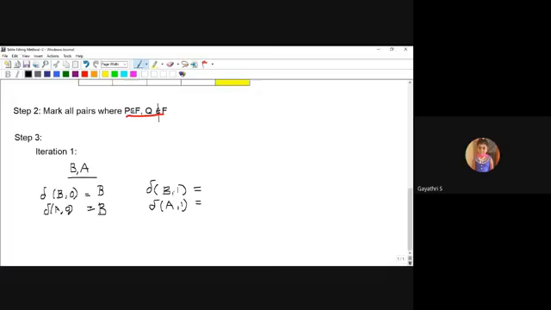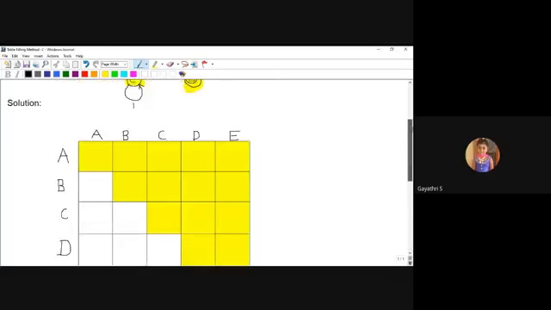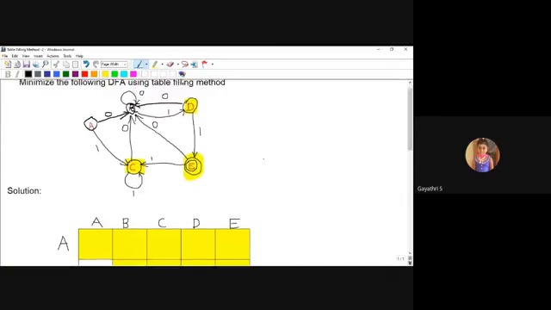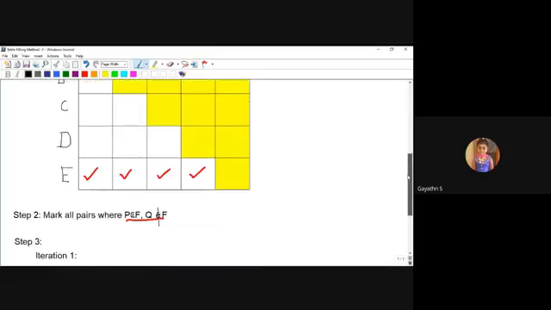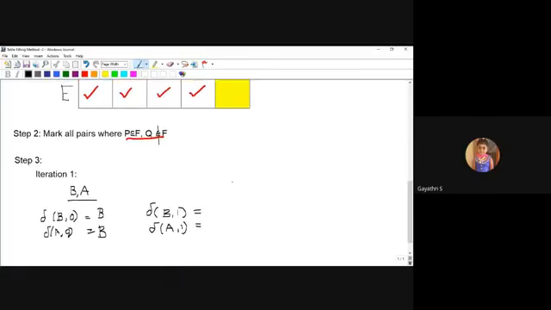Next, del of B comma 1 and del of A comma 1. Del of B comma 1 is D, and del of A comma 1 is C. That is D, C. Over. BB, so here this is the BB combination.